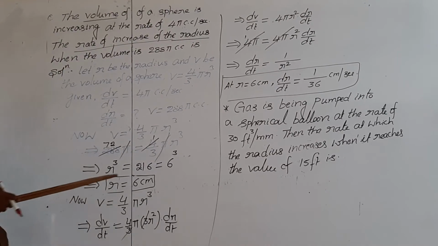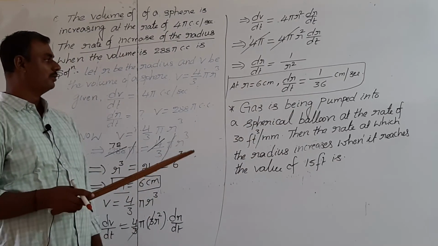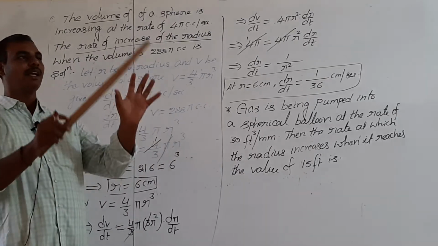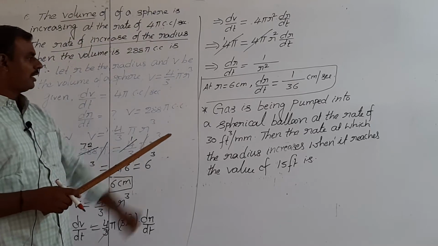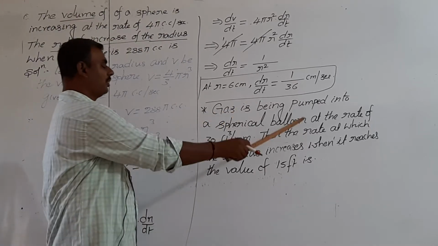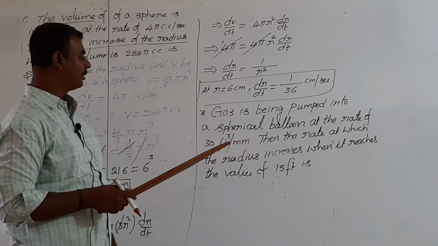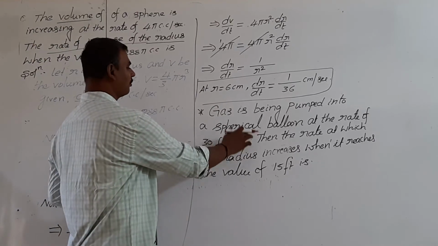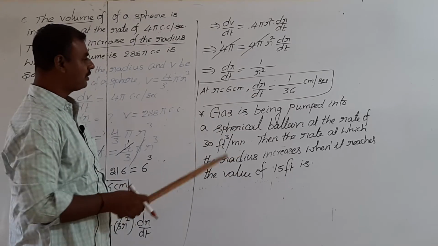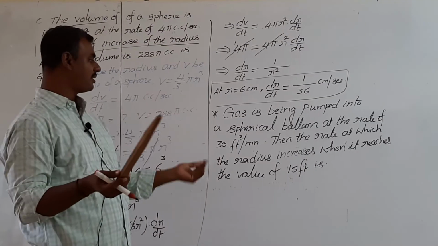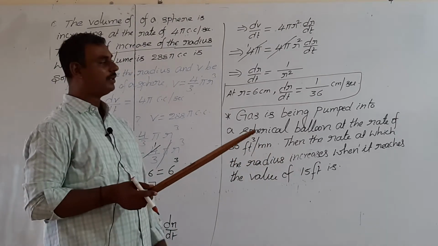Once again, read the problem. Gas is being pumped into a spherical balloon. Whenever we pump the gas, it becomes spherical, that means the shape of the spherical balloon is a sphere. At the rate of 30 cubic feet per minute, at what rate is the radius increasing when the radius is equal to 15 feet?